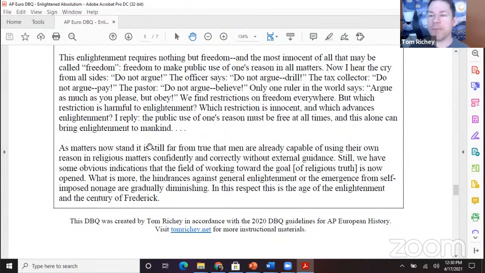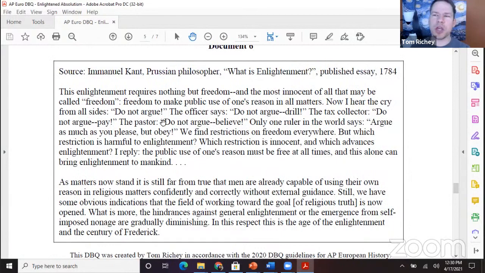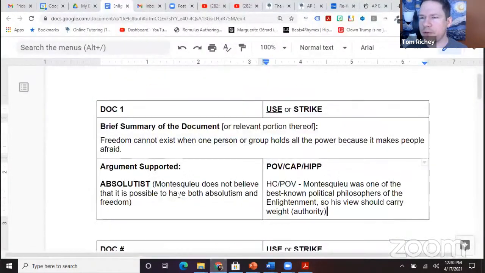So as he goes on, remember, it's very rare that there's going to be a true plot twist. Okay. So as matters now stand, it is still far from true that men are capable of using their own reason in religious matters. Still, we have some obvious indications. So one thing we note here is I could even use this. So we look at document 6.